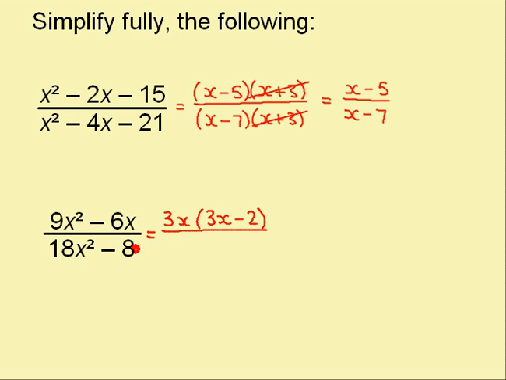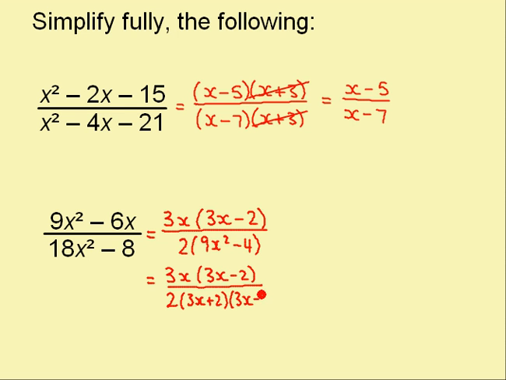On the bottom, I can take out a factor of 2, and that leaves me with 9x squared minus 4. Now, 9x squared minus 4 is a difference of 2 squares, so I can factorise this again. So on the top, I've still got 3x and then 3x minus 2. And on the bottom, I've still got the 2, but then with a difference of 2 squares, I have 3x plus 2 and 3x minus 2.